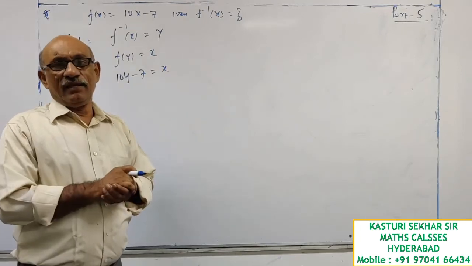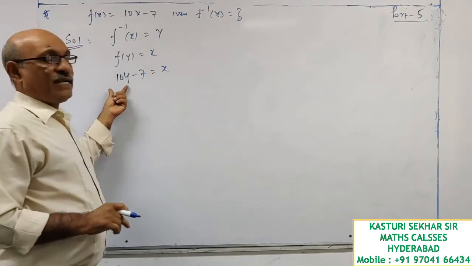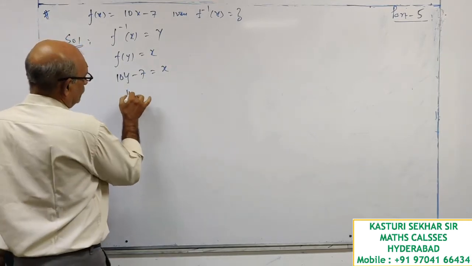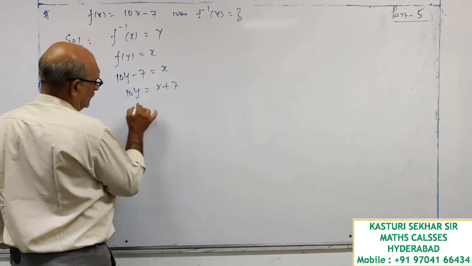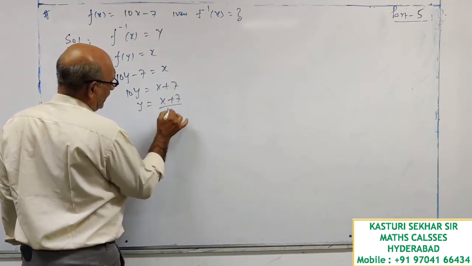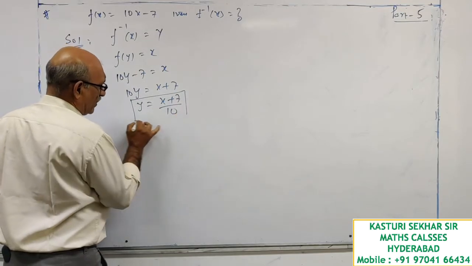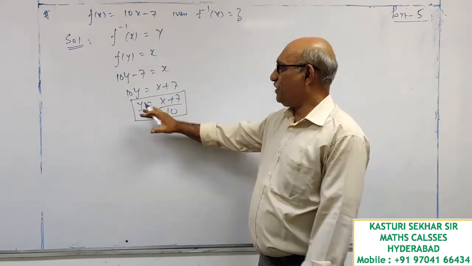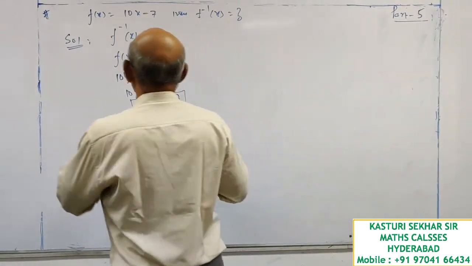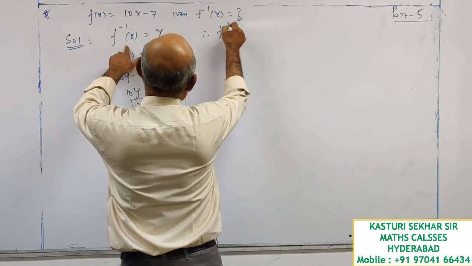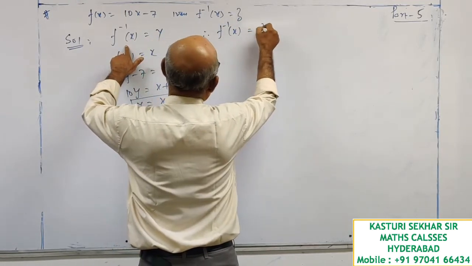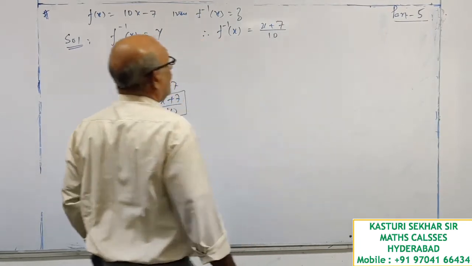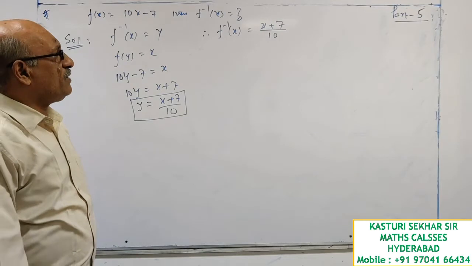After this, isolate y. Isolate y means leaving the y term on the left hand side and taking all other terms to the right hand side. Y is equal to x plus 7 by 10. This is called isolation of y. You have to keep y only on one side. Now y is nothing but f inverse x. F inverse x is equal to x plus 7 divided by 10.